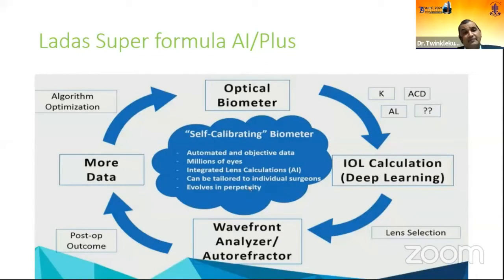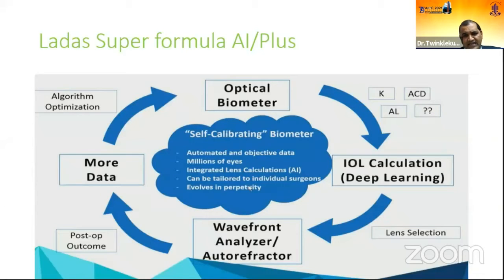Now another important part in the Ladas Super Formula is the upgradation of the optical biometers by self-calibration. So whatever the results by putting in your input data and the deep learning IOL calculation, you are getting the power result.